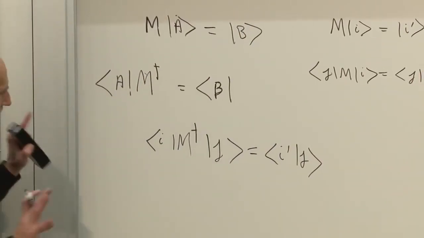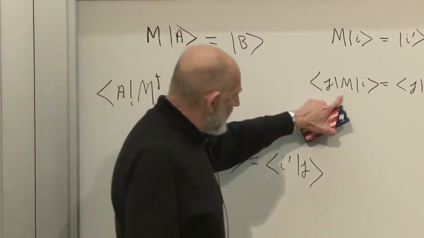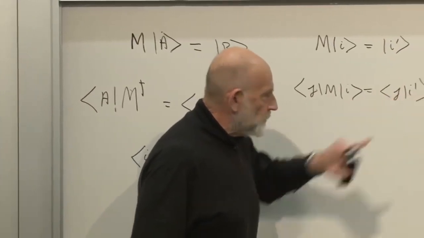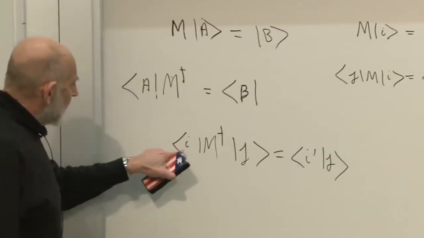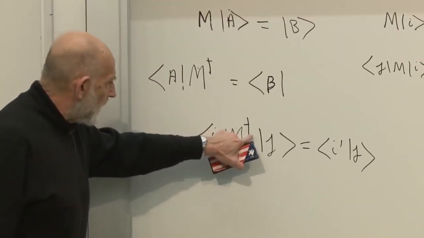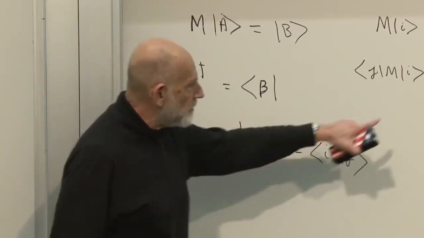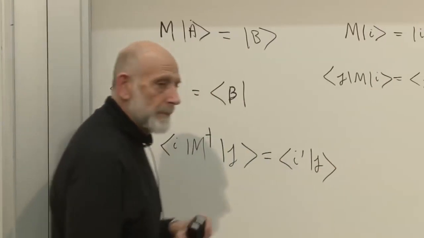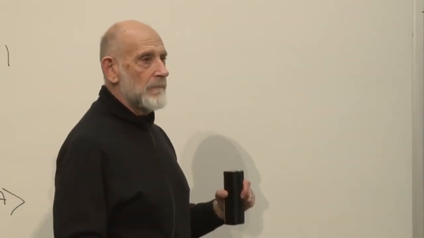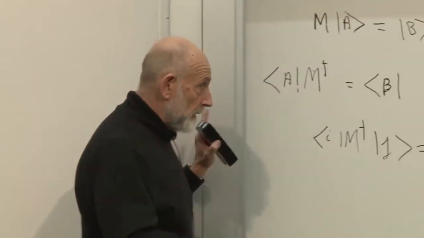Okay, so let's look at what we have. We have the matrix element of M is the inner product of J with I prime. The matrix element of M dagger is the inner product of I prime with J. What's the relationship between these two? Transposing, complex conjugate. It's just a complex conjugate.